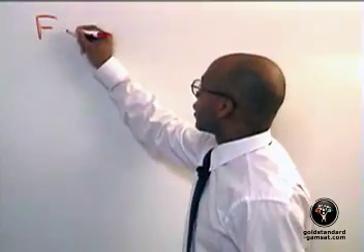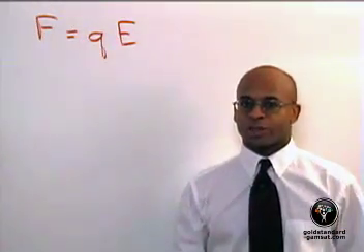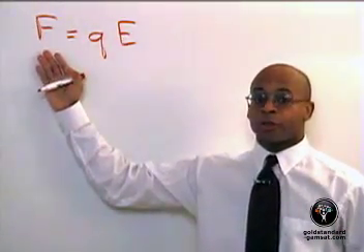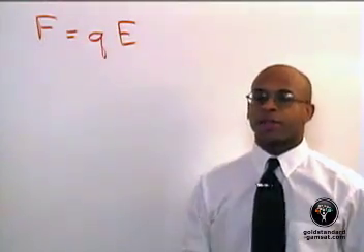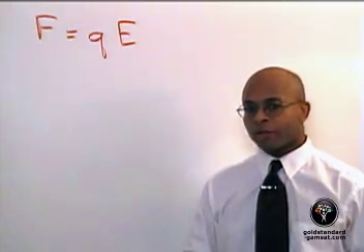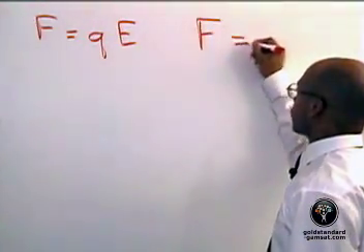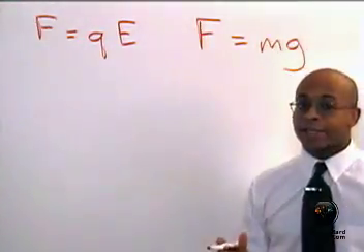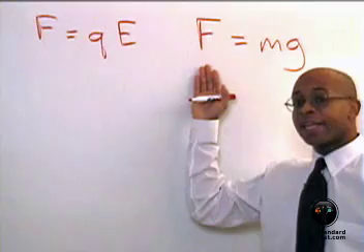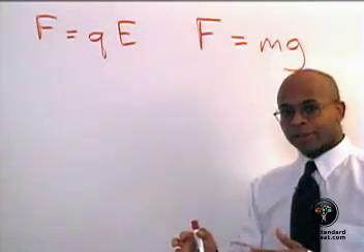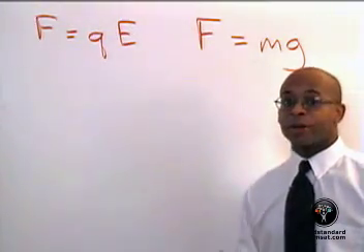F is equal to QE, one of the most fundamental equations. That is, the force in an electric field is equal to Q, the point charge, times E, the electric field. The relevant equation in gravitation is F is equal to mg. That is to say that F, the force in a gravitational field, is equal to m, the mass in the field, times g, the acceleration due to gravity. So you can see the similarity of these equations.